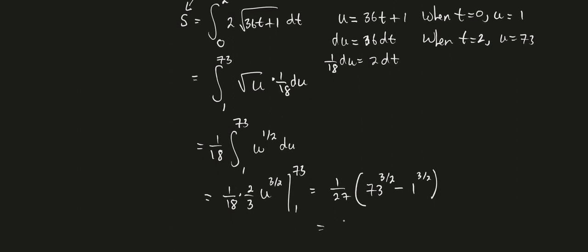Again, if you want to, you can go ahead and get the decimal approximation. I'm going to leave it in the exact form. However, I'm just going to remind you of the properties of exponents. I can write 73 to the 3/2 as 73 root 73. And then obviously 1 to the 3/2 is 1. And whatever units this is, that would be the units of distance, whether it's miles or millimeters or any measure of length. All right, so there we go.